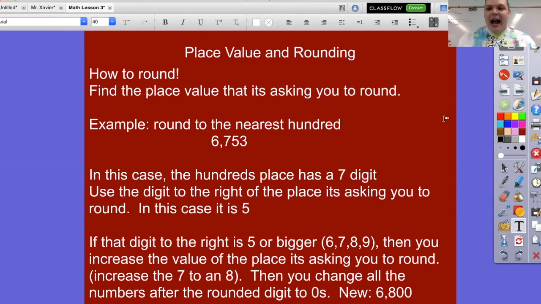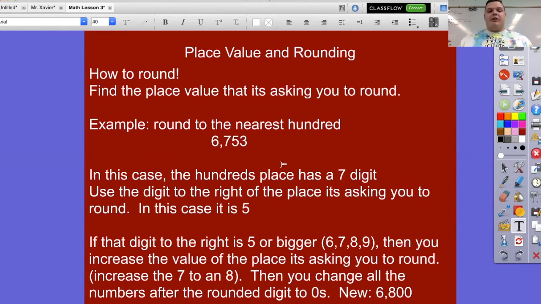So now we need to know how to round. And how to round: find the place value that it's asking you to round. For example, if I say round to the nearest 100, you need to go right to that 100 spot first. So I got 6,753. 7 is that spot. In this case, the hundreds digit is 7. Use the digit to the right of it, so the tens place, and that's the one that's asking you to round. In this case, it is 5.